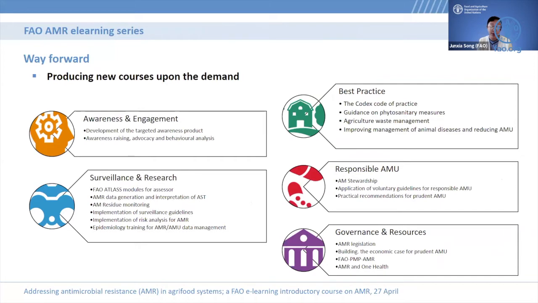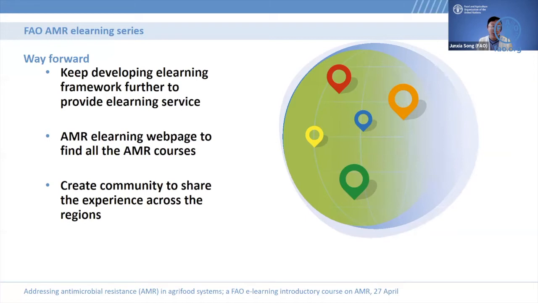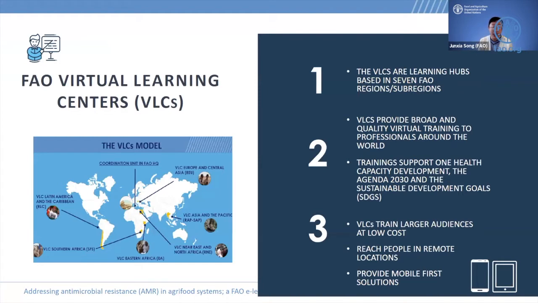Currently, we have a pool of identified topics under the 5 pillars of the FAO action plan that could support countries to tackle AMR, and we also welcome any topics proposed by our partners and stakeholders. FAO will provide a series of e-learning courses in the future, with the lessons learned from the development of this introduction module. And the AMR e-learning webpage will be established very soon. It will be a go-to place to find e-learning courses from FAO and its partners and create a community to share experiences across the regions. FAO has established virtual learning centers in the regions.